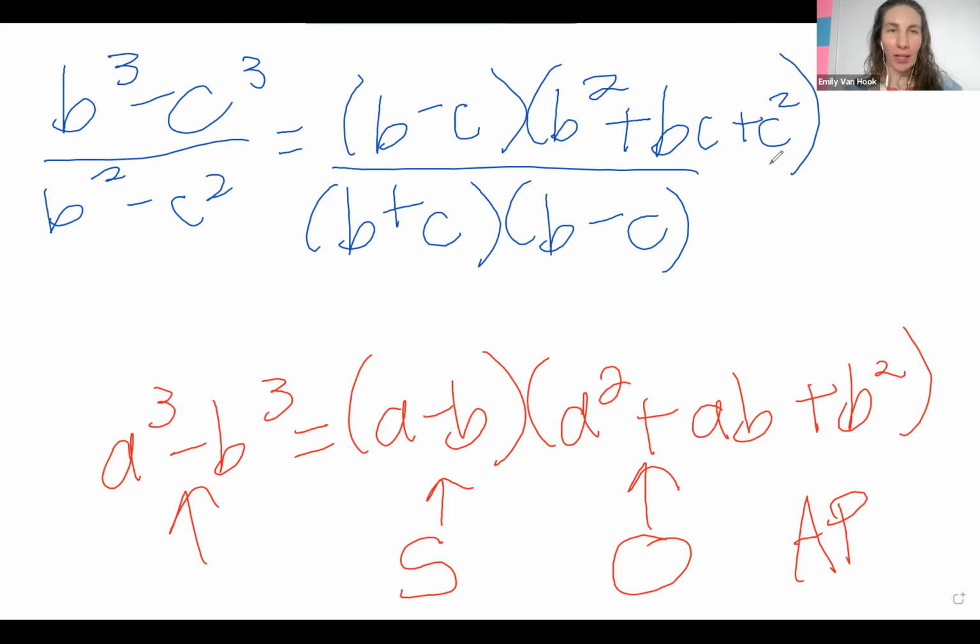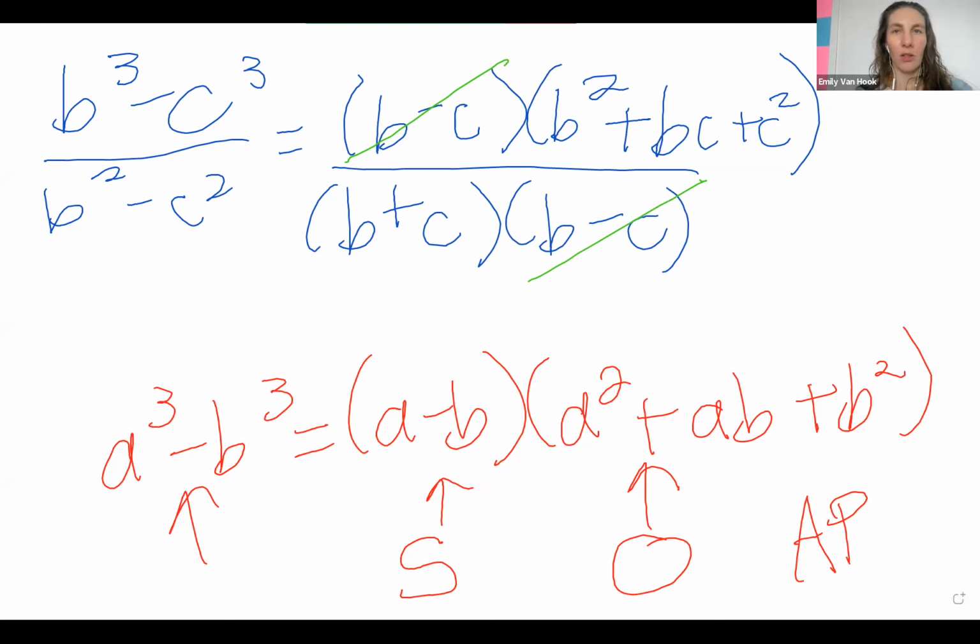So now that we've factored the difference of cubes in the numerator, the difference of squares in the denominator, we're almost done. All that's left to do is cancel out your common factors, B minus C. So the B minus C's cancel out, and what we're left with is B squared plus BC plus C squared all over B plus C. Okay, I'm going to go back to our other screen so we can write the answer in there if you haven't already.